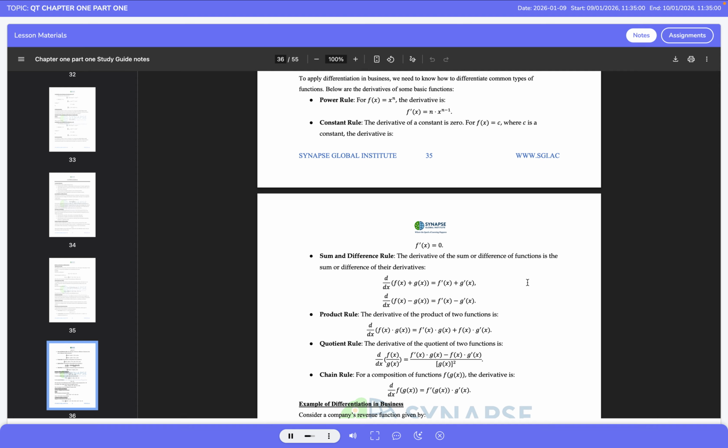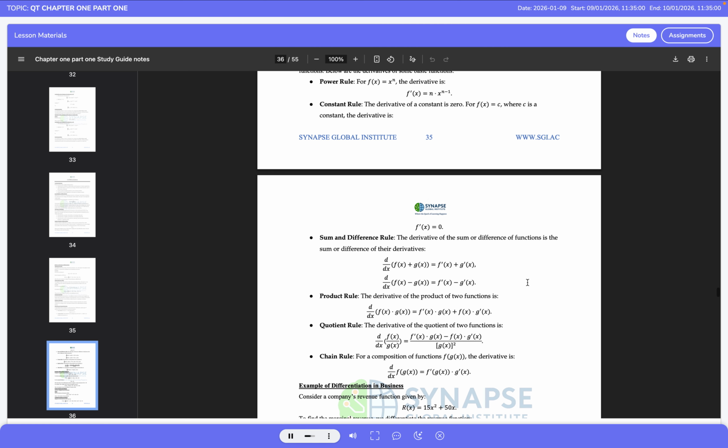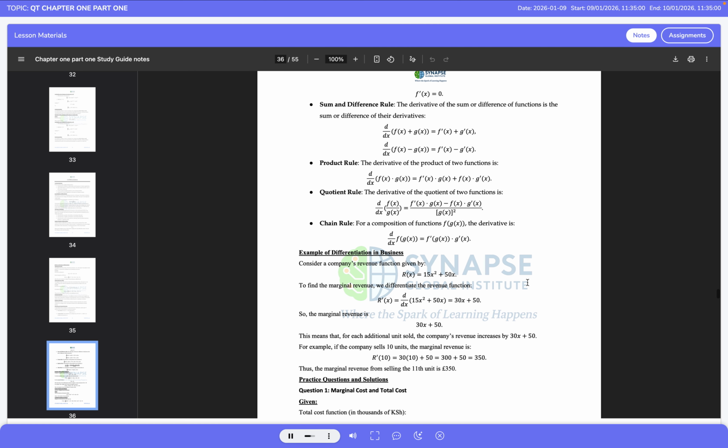The quotient rule states that the derivative of one function divided by another is the derivative of the numerator multiplied by the denominator minus the numerator multiplied by the derivative of the denominator, all divided by the denominator squared. The chain rule states that for a composite function, the derivative is the derivative of the outer function evaluated at the inner function multiplied by the derivative of the inner function.